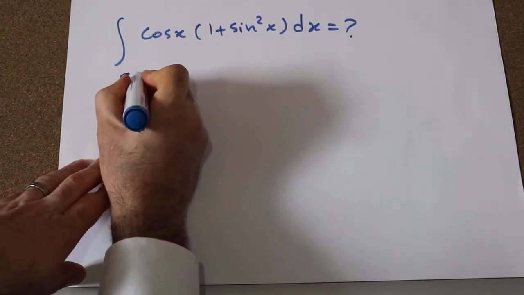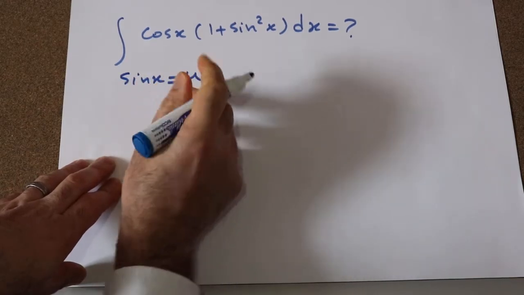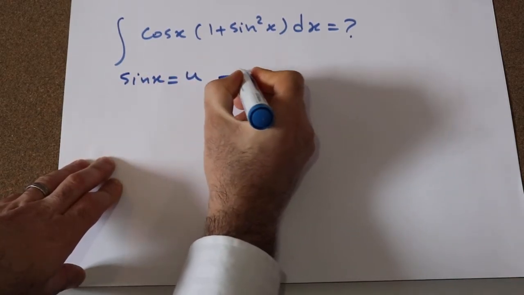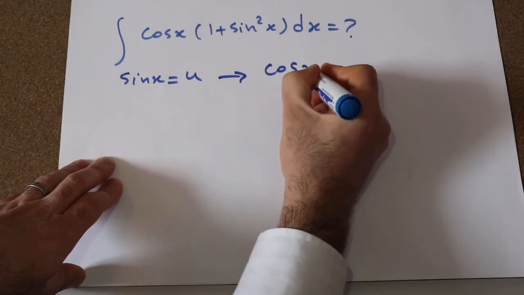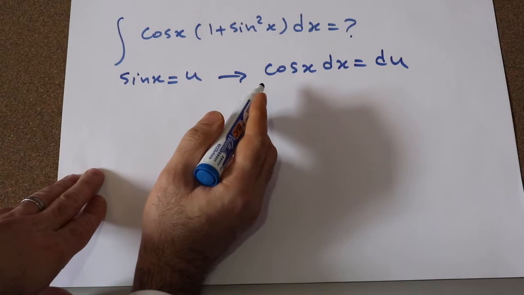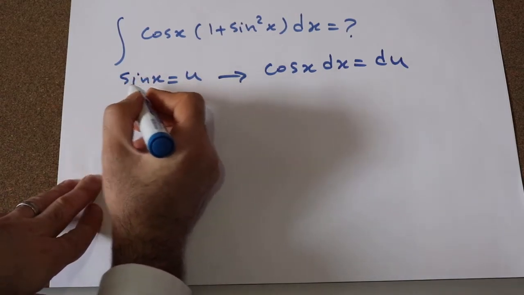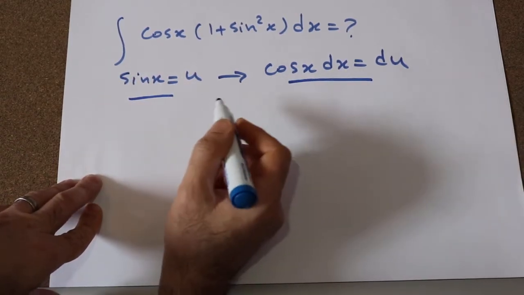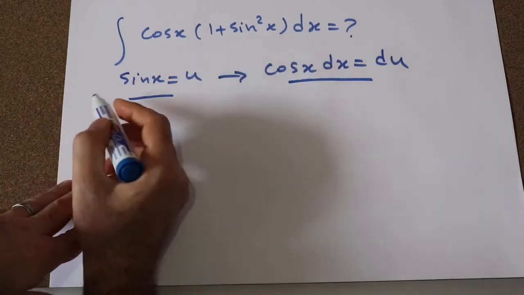So if you write sine x as u, and if you take the derivative of each side of this equation, you'll conclude cosine x dx will be equal to du. All you need to do now is substitute these two equations into this integral.